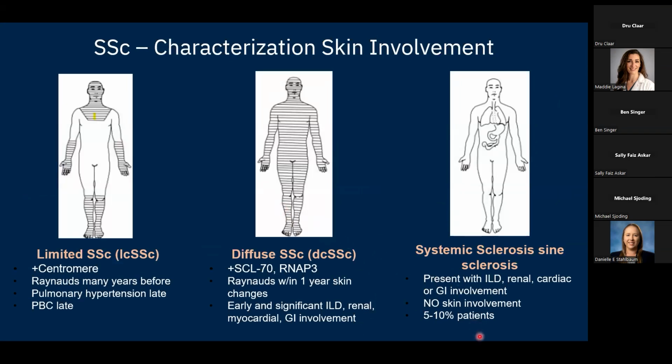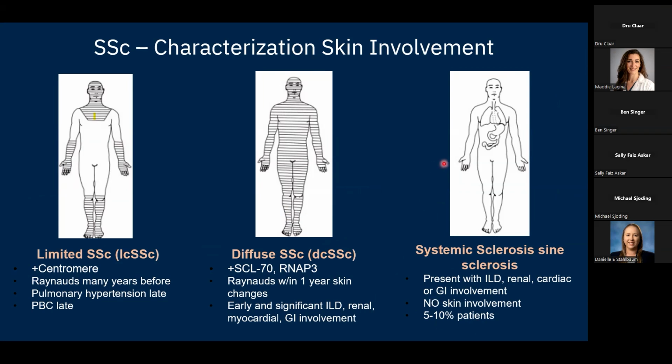We characterize scleroderma in 2 different ways. And this really helps us tell what symptoms or organ complications patients are going to be most at risk for. So first is by skin involvement, and then we also characterize people by the autoantibodies that they're positive for.